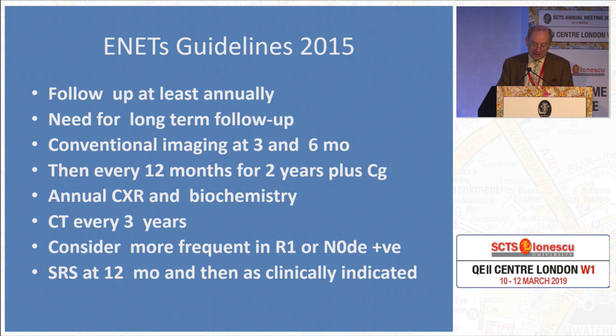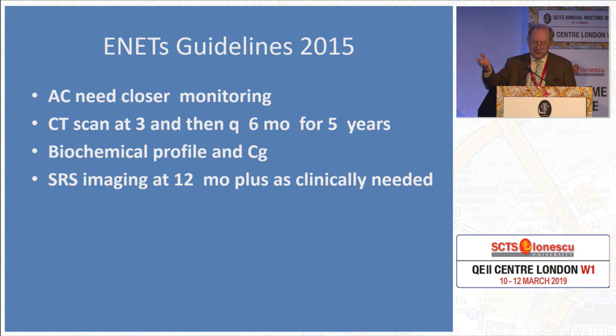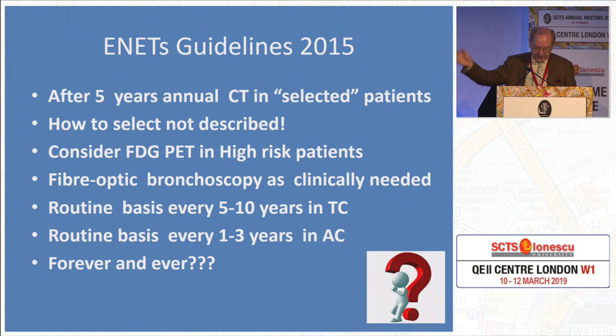I think it's the ENETS. The ENETS say every 3 years to do a CT. I think the ENETS also say you should do a bronchoscopy every 3 to 4 years. I think your own MDT should make a decision, and you have a policy locally as to what you do. But I think the important thing is they need follow-up by somebody who's interested in neuroendocrine tumours. And it doesn't matter what specialty that person is, as long as he or she has an interest in neuroendocrine tumours. Again, yes, the ENETS guidelines suggest that fiber optic bronchoscopy should be done maybe at 5 to 10 year intervals or more often. And they don't say how often you should do it. So I think the workload there is a bit worrying.